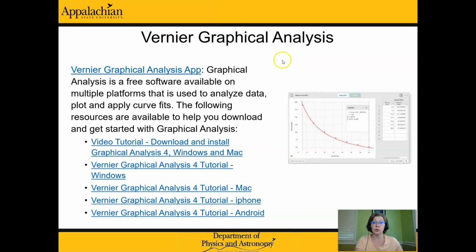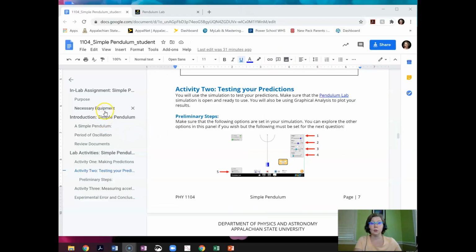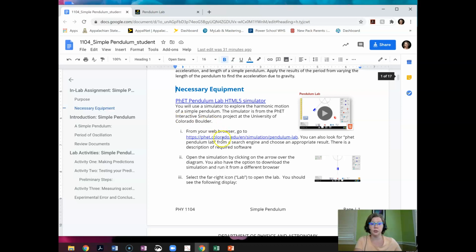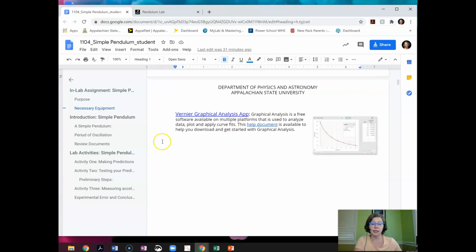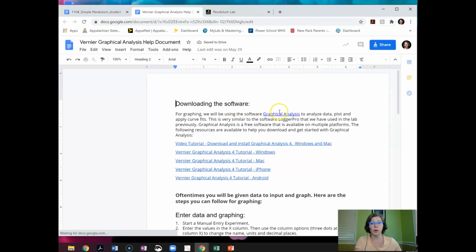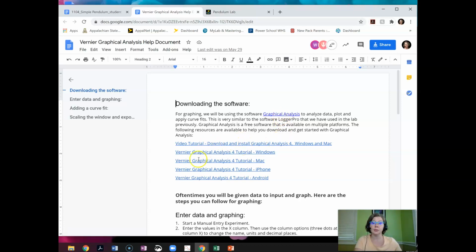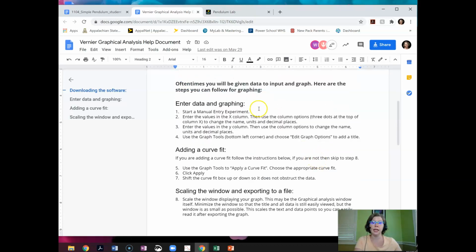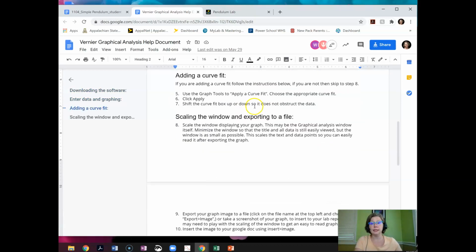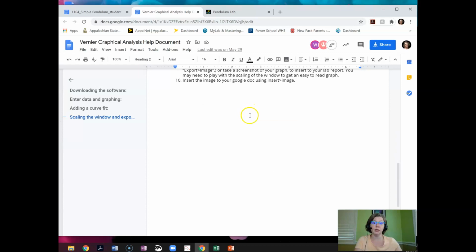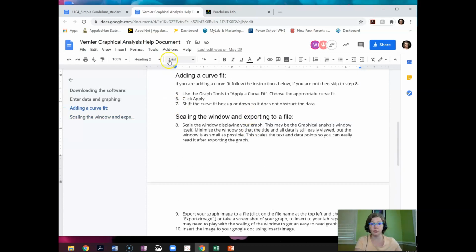After you've collected your data, you're going to plot using the Vernier Graphical Analysis program that you downloaded and used last week. Refresher documents on using Graphical Analysis are also in the necessary equipment section. Go ahead and open up that link. It shows you where to go to download the program if you need to do that, and some different tutorials and help documents that you can use along the way. It also summarizes some of the common usage of Graphical Analysis.